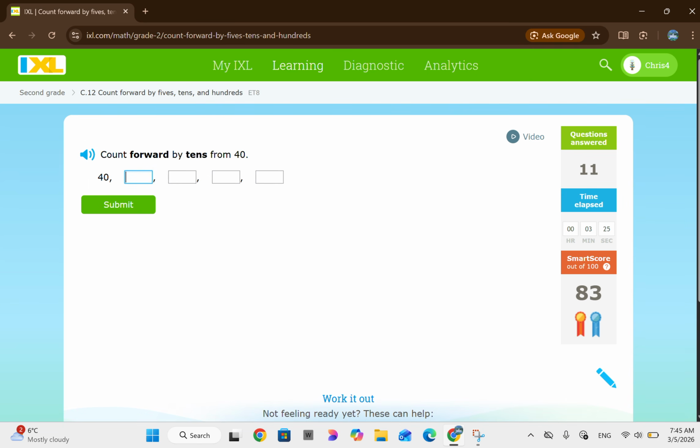Count forward by tens from 40. 50, 60. I actually did 67. That was wrong. 60, 70, 80. I actually did 89 now. 80.